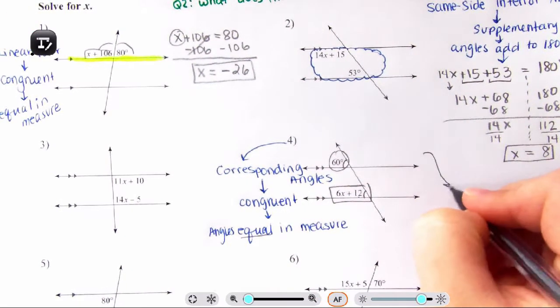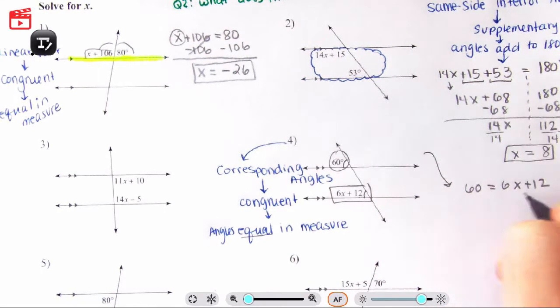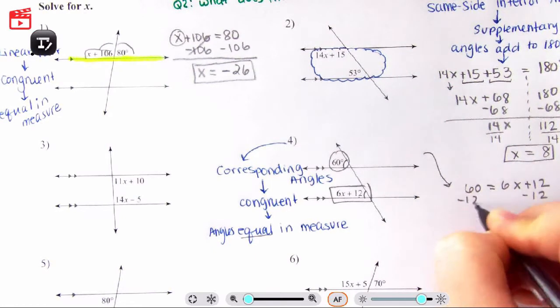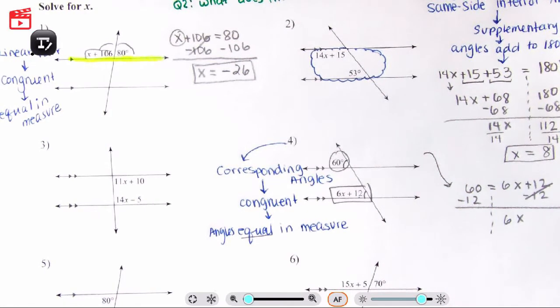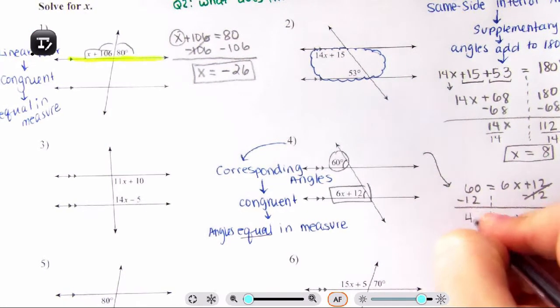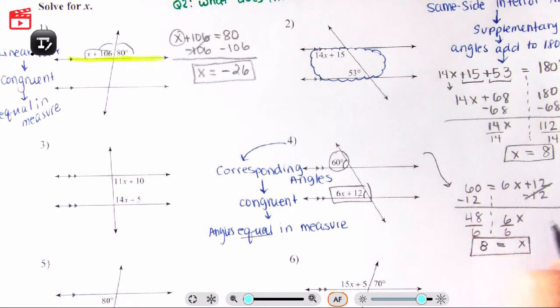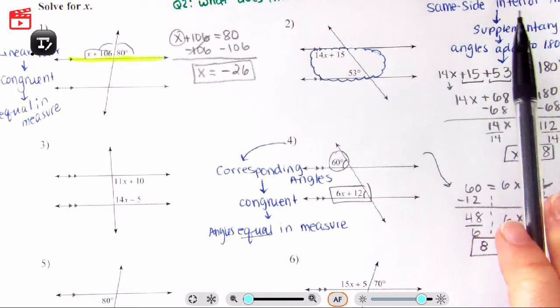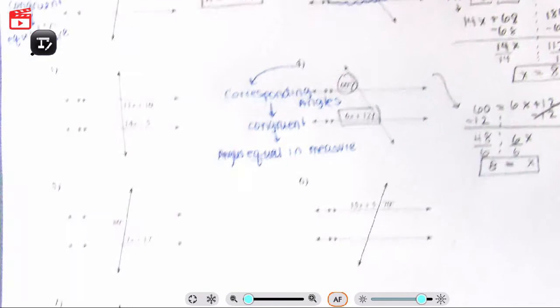So I'm going to take that over here. I'm going to say 60 is equal to 6x plus 12. I'm going to subtract 12 both sides. Bring down my 6x. 60 minus 12 is equal to 48. And I'm going to divide by 6 both sides. So therefore, x is equal to 48 divided by 6, which is 8. So far, we had a linear pair, consecutive interior angles, corresponding angles, and then let's move on to number 5.